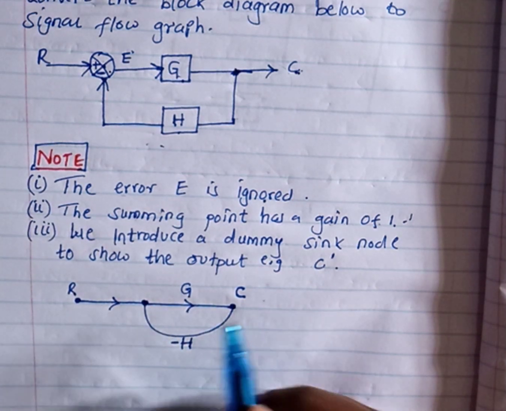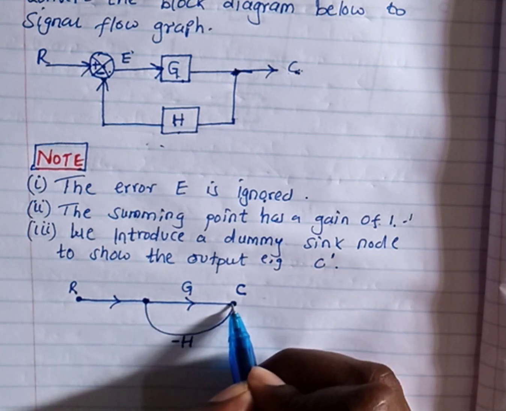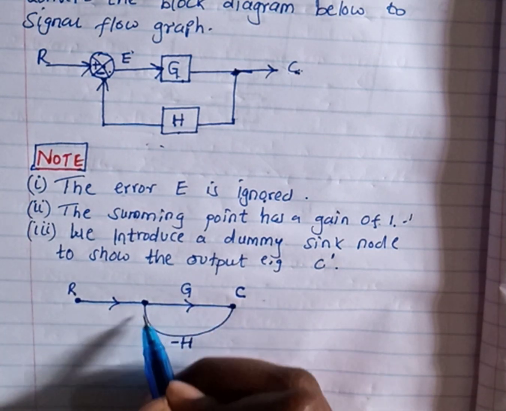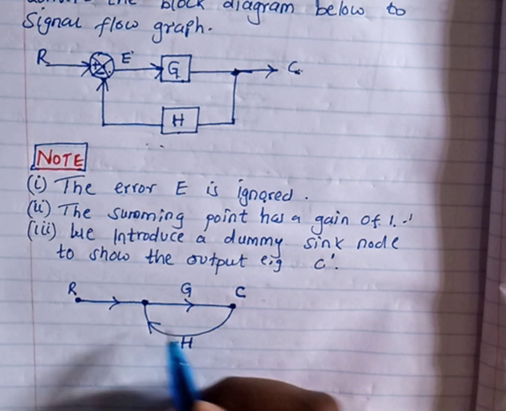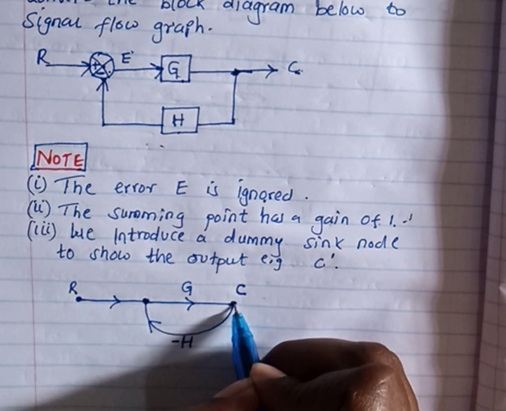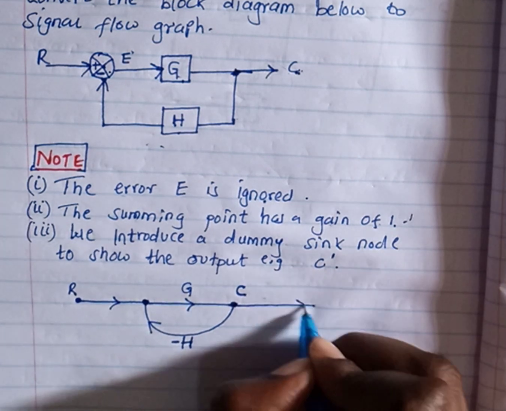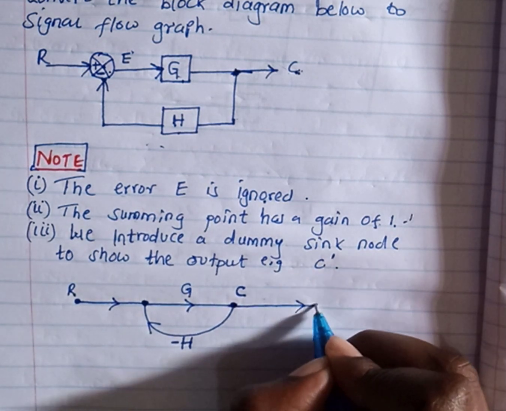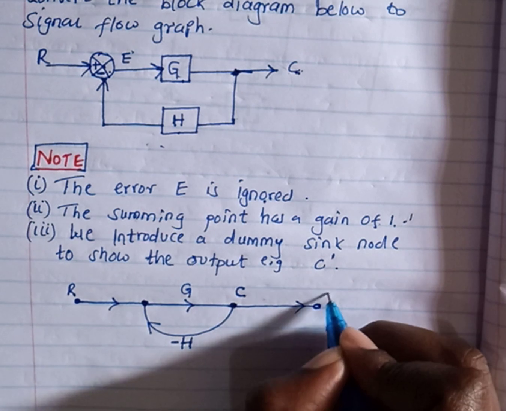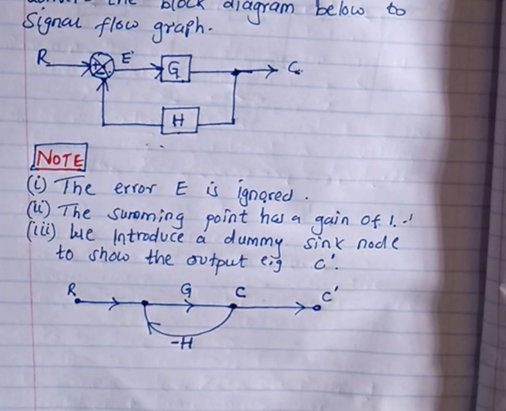But now you can see this arrow is coming toward this node and this other one is coming away from the same node. That means this cannot be my output. So I need to create a dummy sink node like this. Then we have the node here. Now I can call this one my C prime. And that's how we plot the signal flow graph from a block diagram.